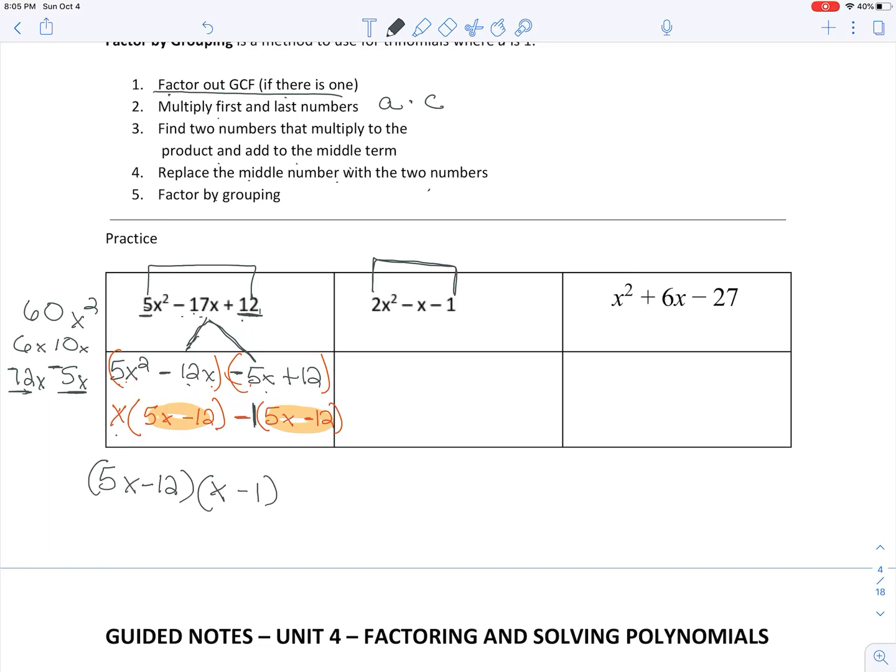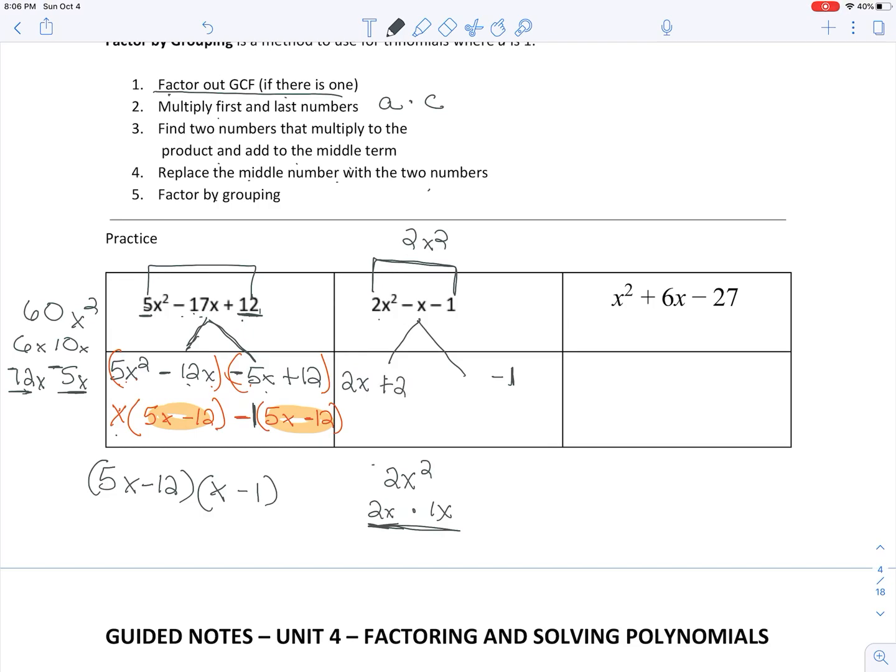I'm multiplying A times C to get 2. Now, remember 2x squared. Now, what two numbers can I multiply to get 2x squared? Well, that's kind of easy. The only numbers that I can multiply to get 2x squared are 2x and 1x. So I'm going to write the 2x squared stays the same, the minus 1 stays the same, and the negative x becomes these two factors.